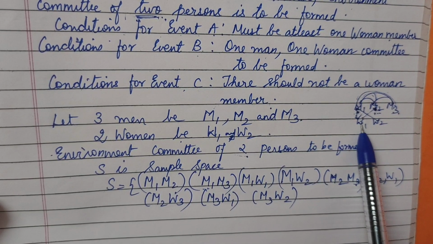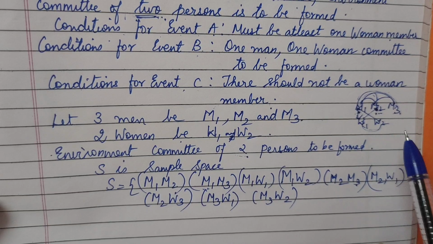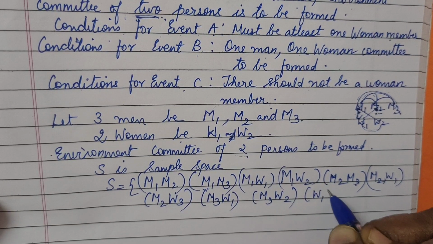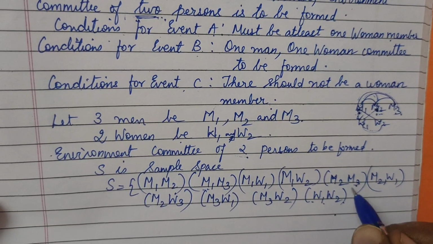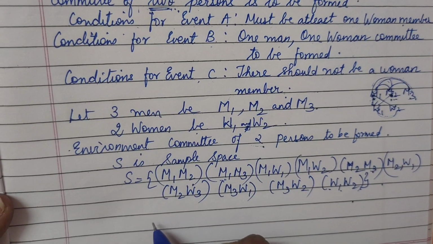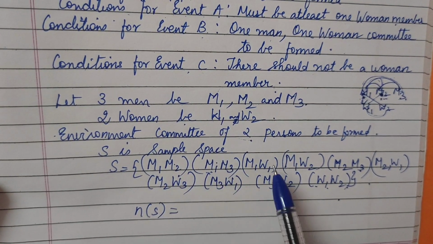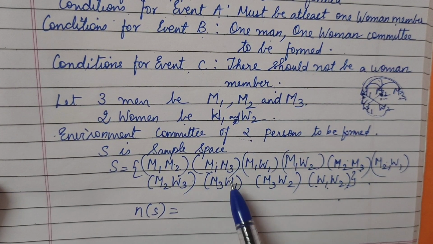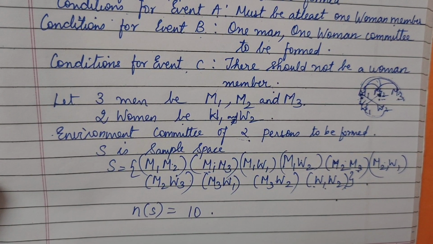Now let's go for W1. W1 with M1 is already completed. Now only these two are left, W1 and W2, woman 1 and woman 2. Only that one is left. So how many sample points did we get, my dear? Let's see. n of S equals 1 2 3 4 5 6 7 8 9 10. So we have 10 sample points here.